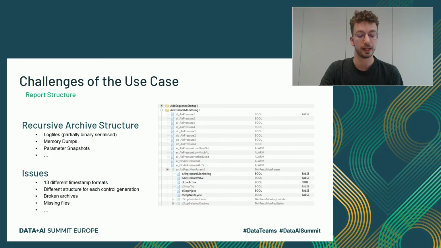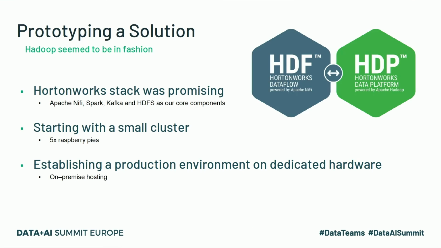So which tool is able to deal with this data? This is what we were thinking at this stage. And then we discovered that there is one software stack in the field that we could use. It is Hadoop. Most of you are probably familiar with it. And Hadoop back then was very much in fashion. There was Hortonworks Dataflow and Data Platform that was very promising at first. And it had our core components like Apache NiFi, Spark, Kafka, and HDFS that we were using as our core components. And we immediately started off to prototype it on a Raspberry Pi cluster.